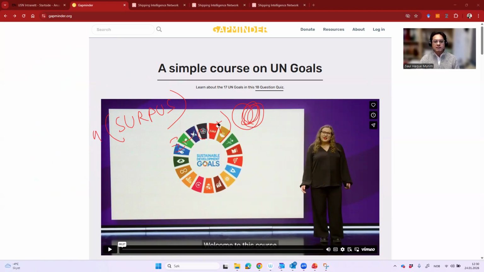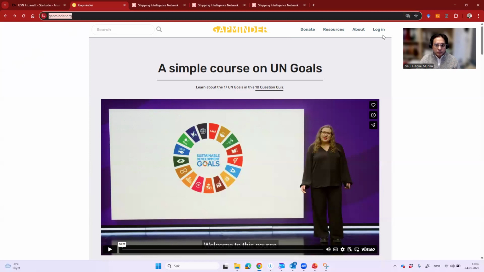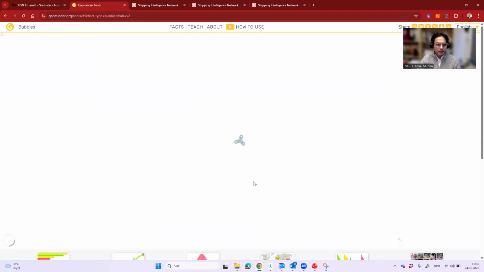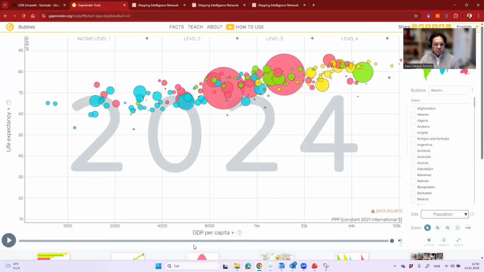It was initially developed by a Swedish professor and his son. He died. He was a very well-known health economist. But anyway, we are on the Gapminder website and we go to resources. And here we have something called understand the changing world. If I click here, they have this default setup: GDP per capita, and on this side, life expectancy. Okay, so we have the GDP per capita and we have the life expectancy, right?